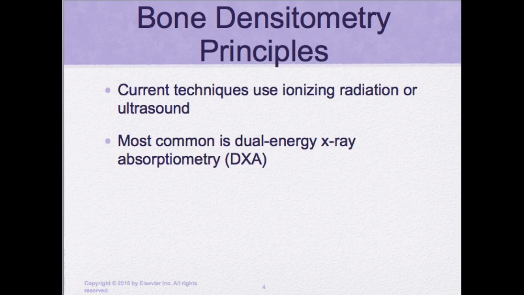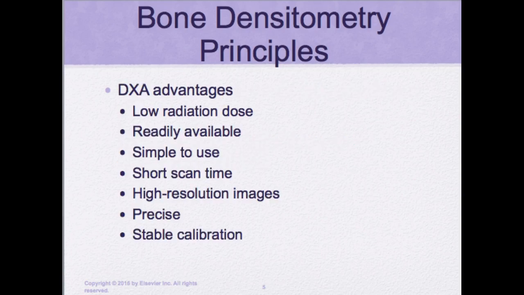Most common is dual energy X-ray absorptiometry, which is also known as DXA, D-E-X-A, but we call it DXA. So the advantages of using the dual energy are low radiation dose, readily available, simple to use, really short scan times, high resolution images, it's precise, and it has stable calibration.